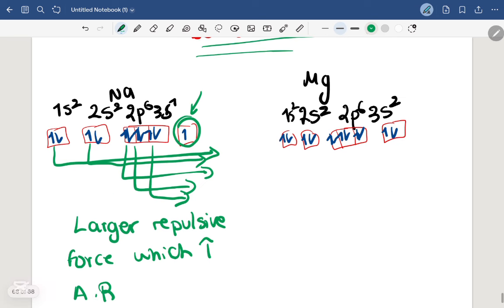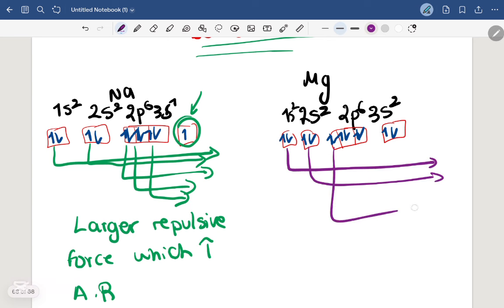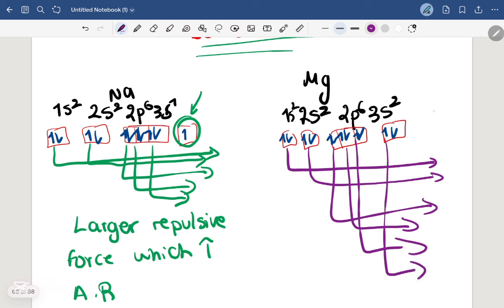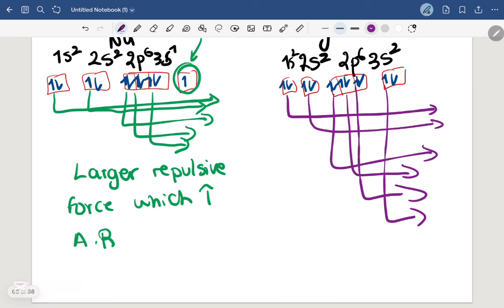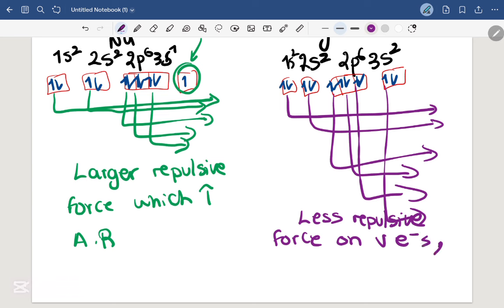Now, let us compare this to the magnesium. Magnesium has this repulsion, and this repulsion, and this repulsion, and this repulsion, and this repulsion, and this repulsion. So they're all working together towards where? Towards this empty orbital that we have over here. Or like we don't have an orbital, we don't have anything. And they're all going like that. So because of this, there is less repulsive force on valence electrons. Okay, so then what happens? So then the atomic radius will decrease.